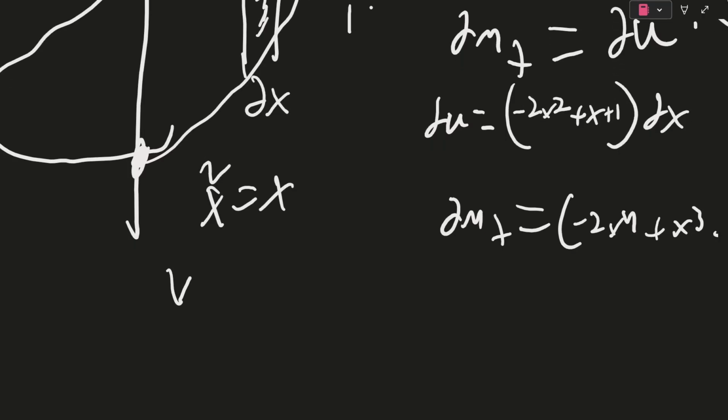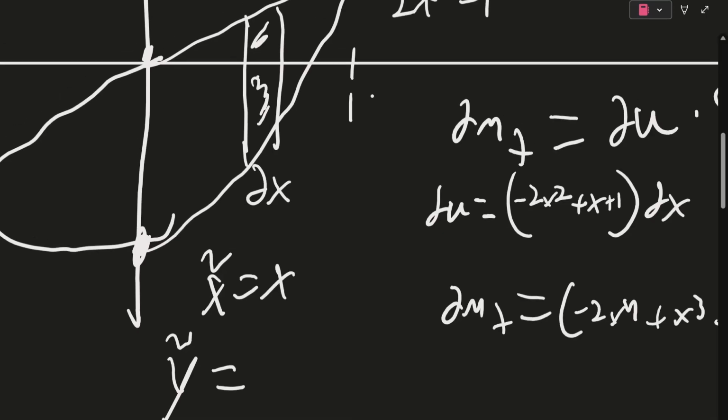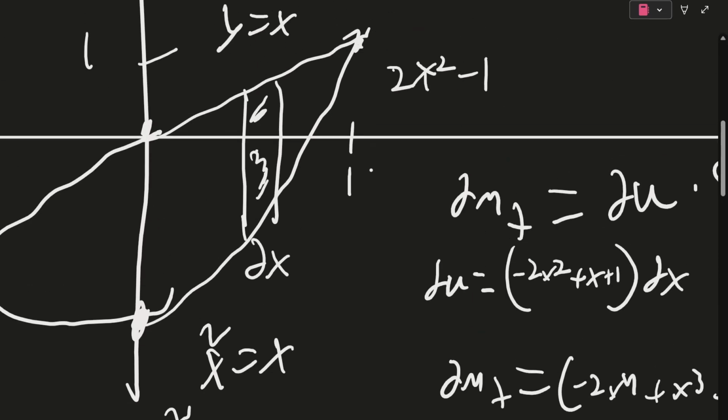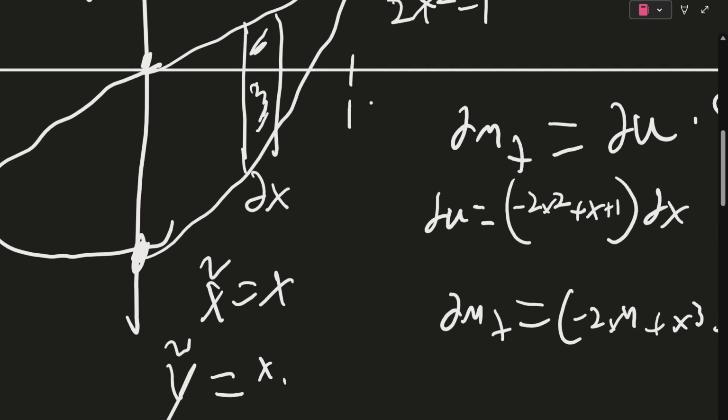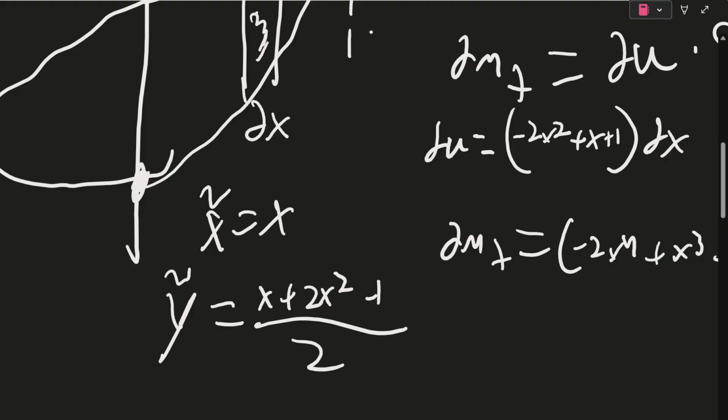Now, our average y value is going to be the average of our top and our bottom. Generally we find an average by adding terms together and dividing by how many terms there are. In this case we have two terms, their functions, so we have x plus 2x squared minus 1, because they're being added together, and it's all going to be over 2. So that's our average y for our little strips.